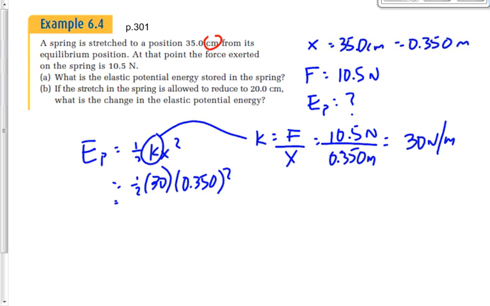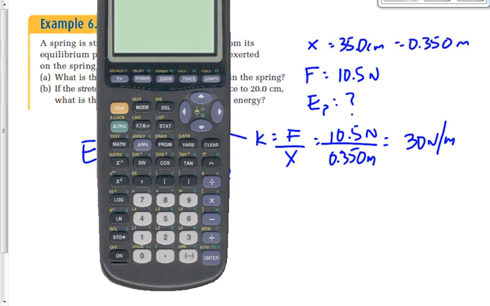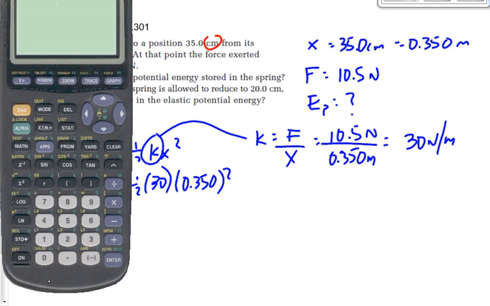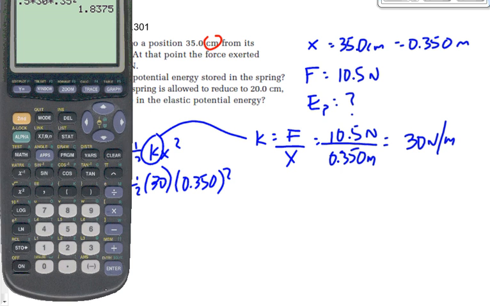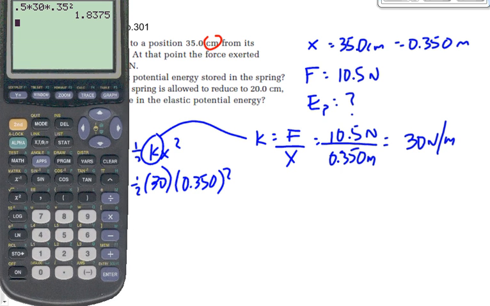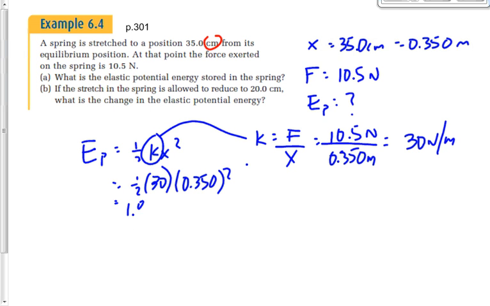And I can get the elastic potential energy there. Let's say 0.5 times 30 times 0.35 squared gives me an energy of 1.8375, which we're going to round to 3 digits, right? 3 digits. Final answer should be 1.84 joules. It's question A.